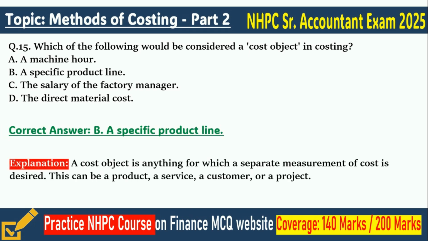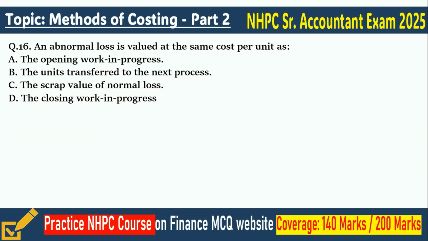Cost object is anything for which a separate measurement of cost is desired. This can be a product, a service, a customer, or a project. Moving on, friends, next question.